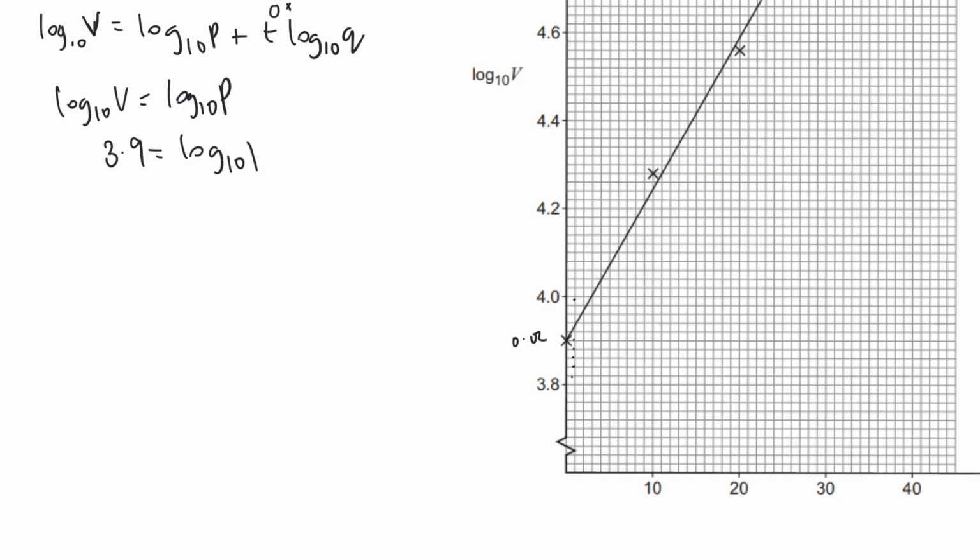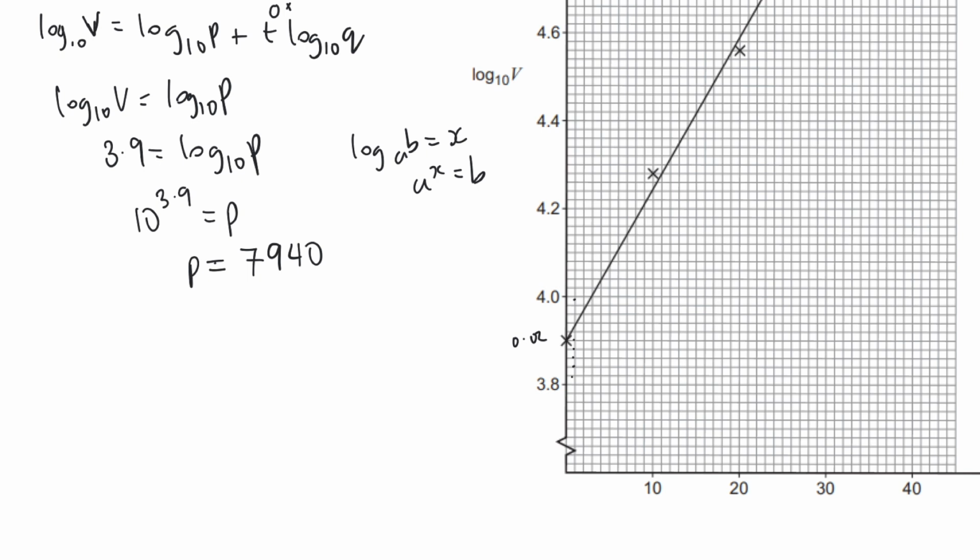Great, so now we can rearrange this to work out what P is equal to. So 10 to the power of 3.9 is equal to P. In order to work out what P is, just put that into your calculator, and P should be, to three significant figures, 7,940.